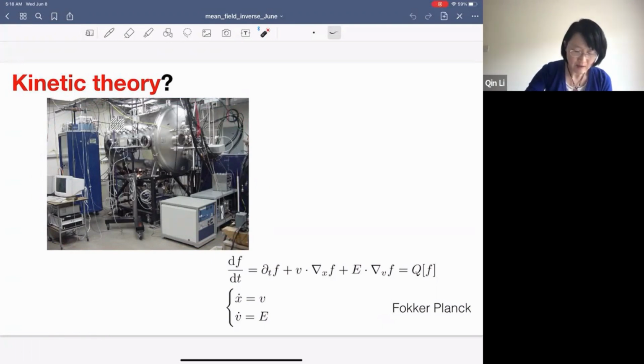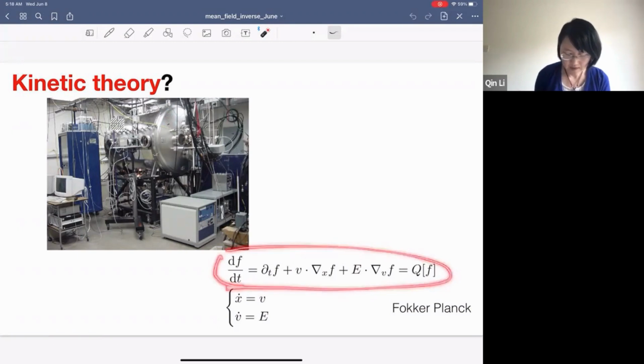In his lab, he studies plasma. He pumped plasma into this big tank. As you can see, there's a big tank. He put plasma in this big tank and imposed an electric potential, and then he put a camera over here to observe how the plasma particles interact with each other in the interior. The equation he writes down is the following Fokker-Planck equation.